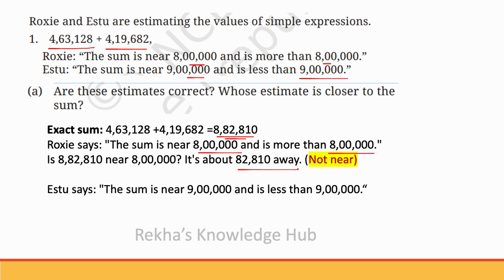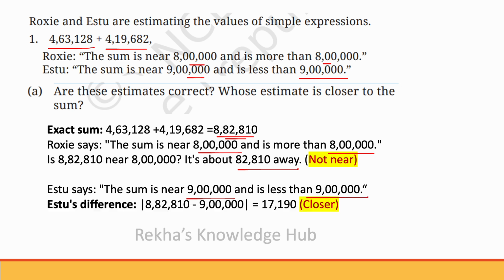Then what does S2 say? The sum is near 9 lakh and is less than 9 lakh. Is it correct? See, what is S2's difference? 8,82,810 minus 9 lakh. If you take the mode, that is without sign, what will you get?